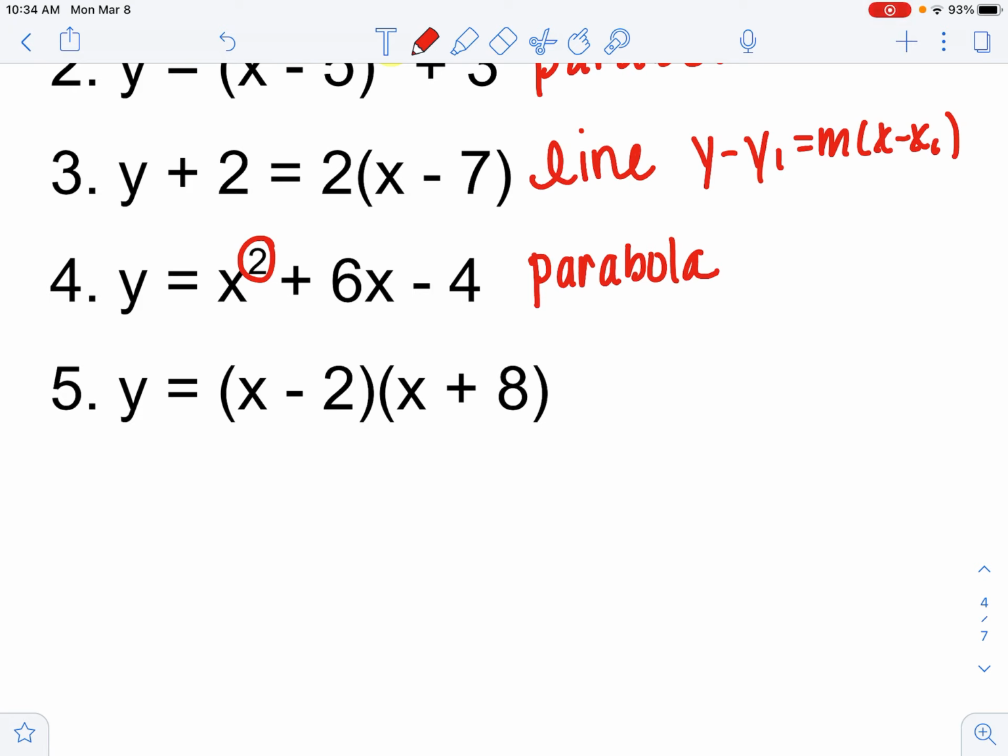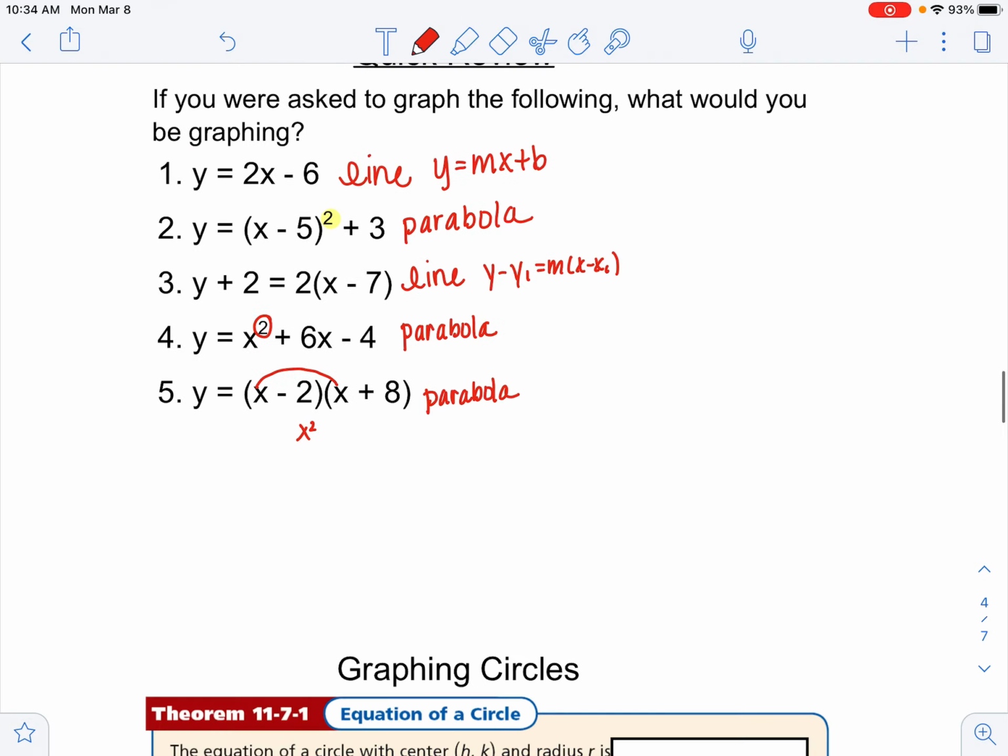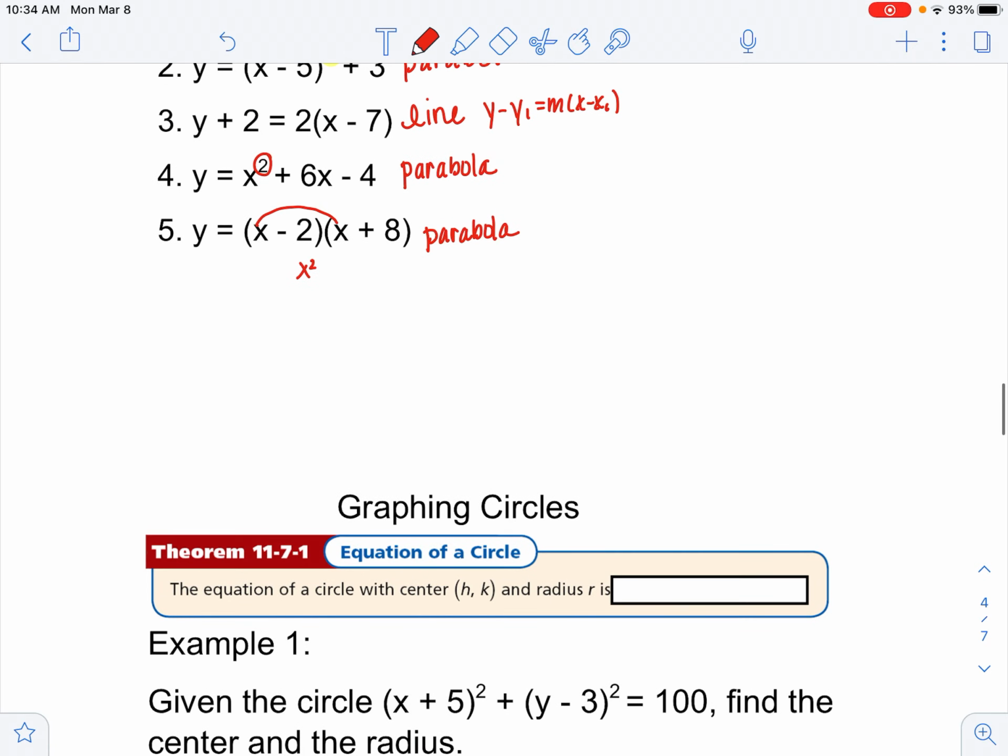Next one, it's not a line, because if I multiply this out, that's x times x, which is x squared. So this is another parabola. And it's in intercept form, so you can find the intercepts. There's one at (2, 0) and (-8, 0). Okay, so let's just remind you that we know those equations.